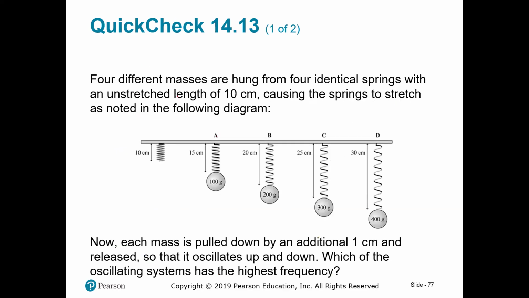And then we have 4 different masses, 100 gram, 200 gram, 300, 400, from the identical spring. So that means K is constant for all of them. Unstretched, the length is 10 centimeter, and the mass causes the spring to stretch, right? Now, each mass is pulled down an additional 1 centimeter, and released so that it oscillates up and down.